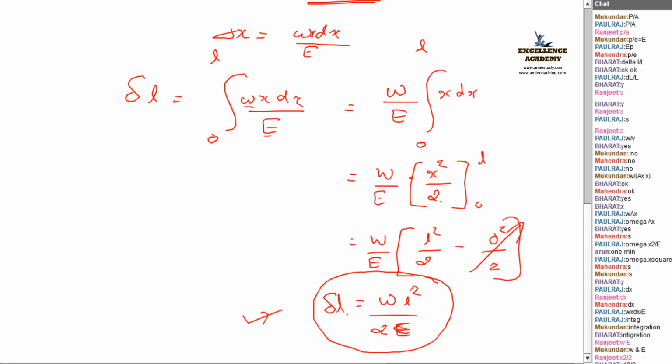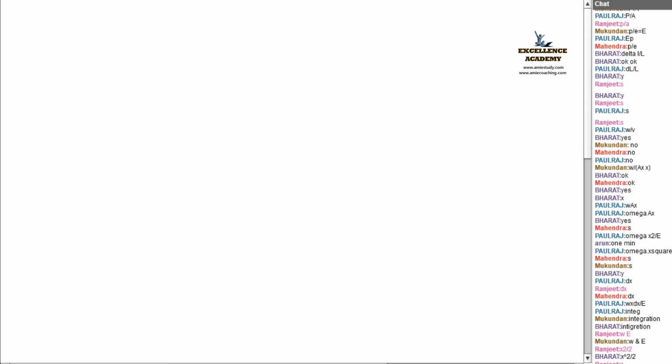We can discuss it once again. First of all, I am considering a body like this, which is fastened to the ceiling. W is acting downwards, okay? And I consider a small portion here, say having a length of dx, which is at a distance x from B. The total length of this object is L.